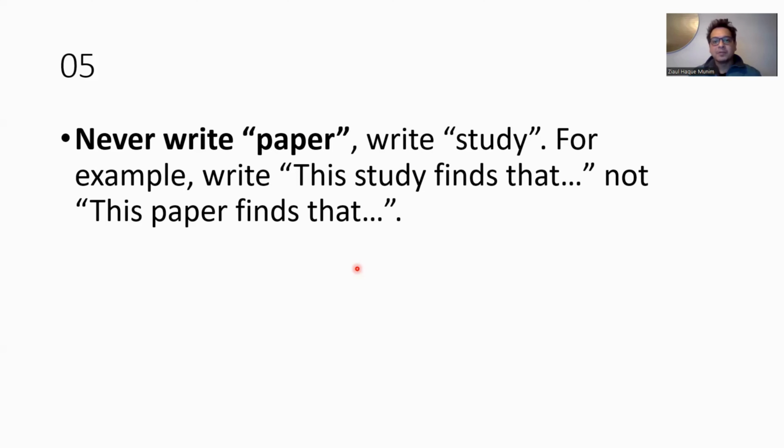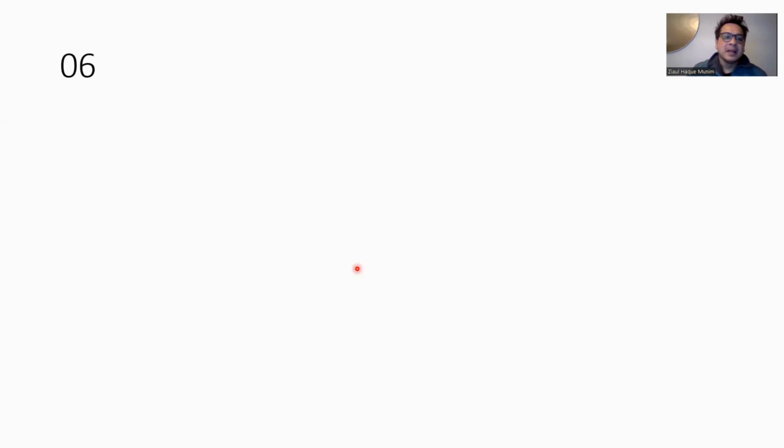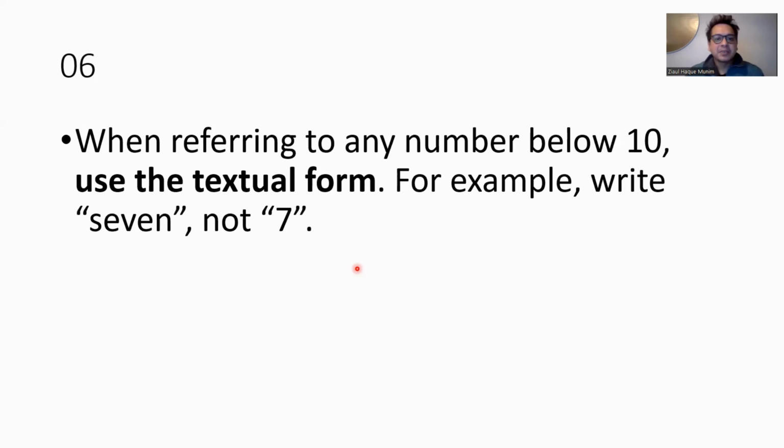Never write the paper. Sometimes you will see many of the published studies. They start with this paper does this, this, this. The objective of this paper is this, this, this. Just write the objective of this study is this, this, this. This study focuses on this, this, this. Just use the term study instead of paper. Okay. I often had a situation in a conference, someone really got angry with me because I used the term paper, not study.